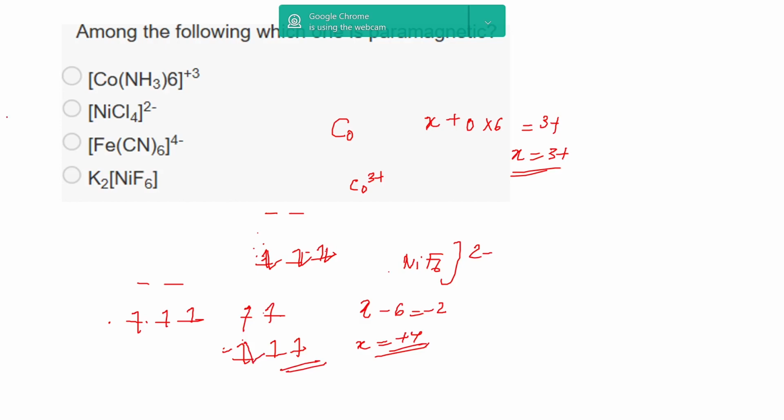So the first option I will check and tell you in the next class. For the other options, except for Fe(CN)6 4 minus, the other two are paramagnetic in nature. Is it clear?